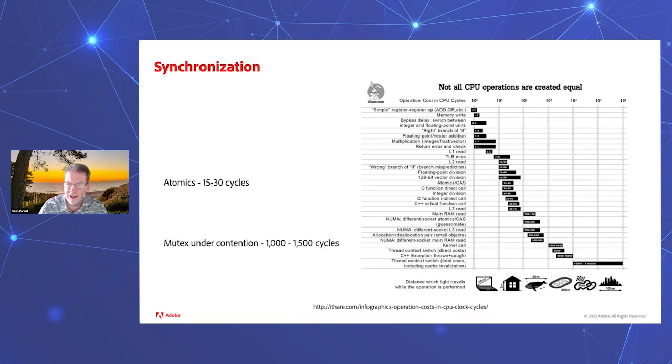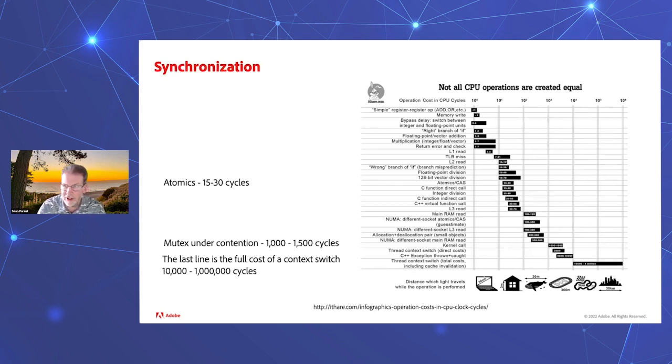It's easy to miss under this, but kernel calls are 1,000 to 1,500 cycles on a modern OS. A mutex under contention, not under contention, hopefully it turns into an atomic operation, but a mutex under contention is going to turn into a kernel call. And so that's going to cost you this 1,000 to 1,500 cycles.